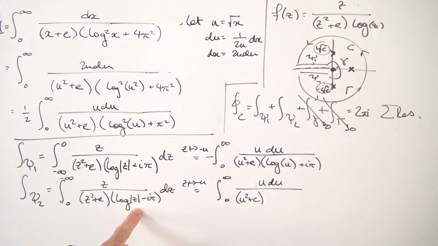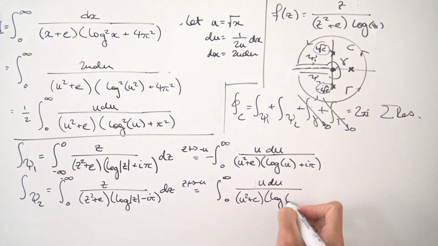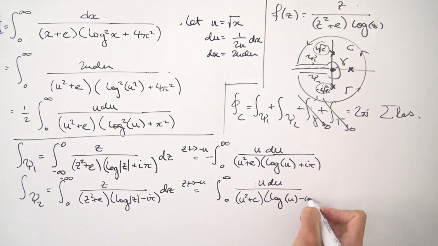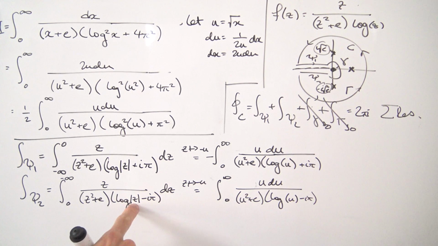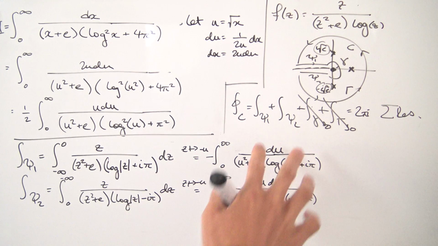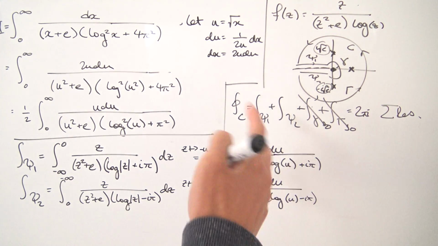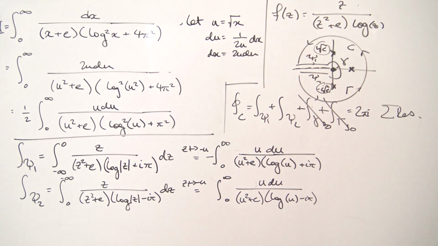And then by the same arguments, this should give us log of u and then minus I times pi. Because z is going to turn into minus u, but the absolute value cancels everything. So we're left with log of u minus I pi. Okay, so that's what we have. Now, on the left-hand side of this equation, notice we're adding psi 1 and psi 2 together. So let's just go ahead and add those two together and see what we get.